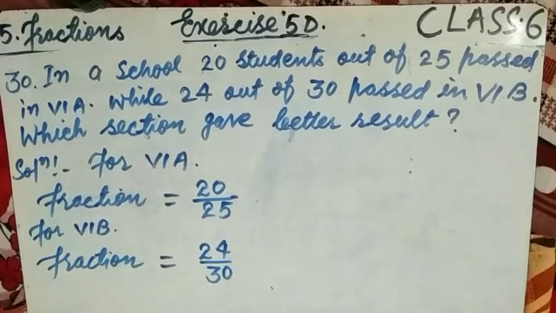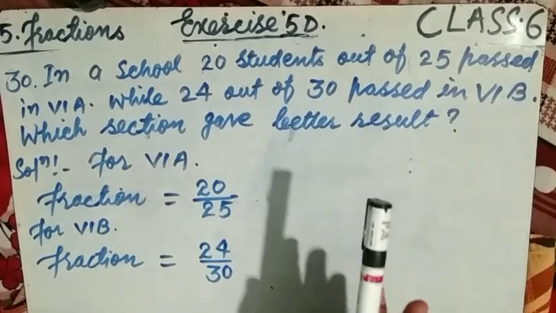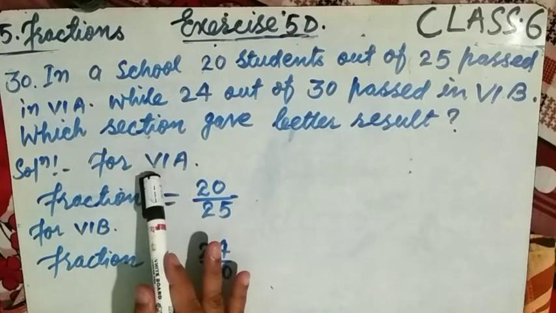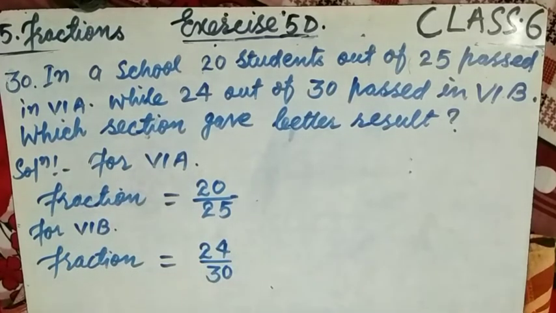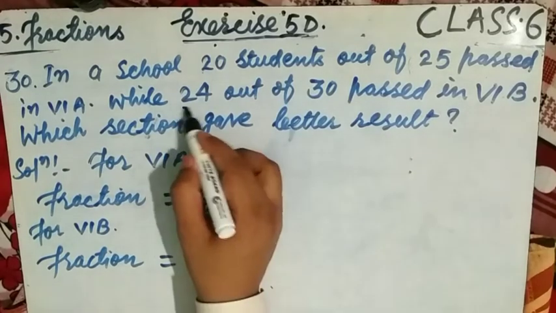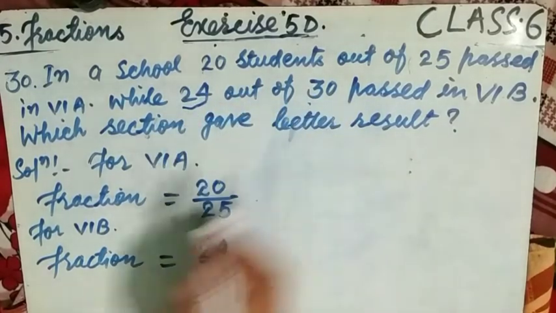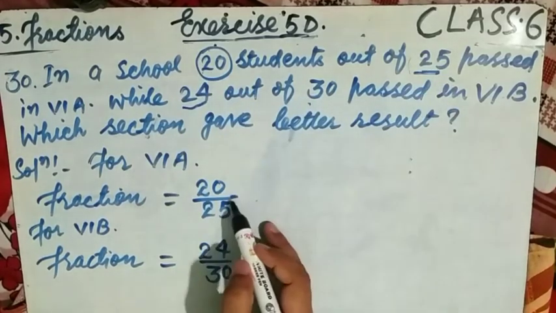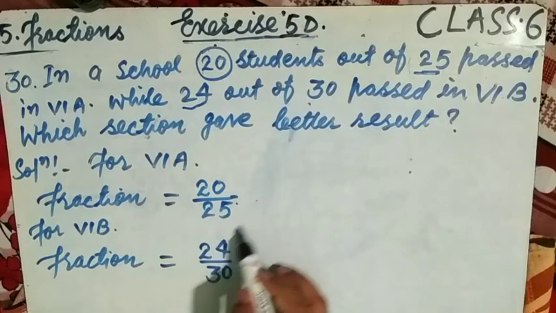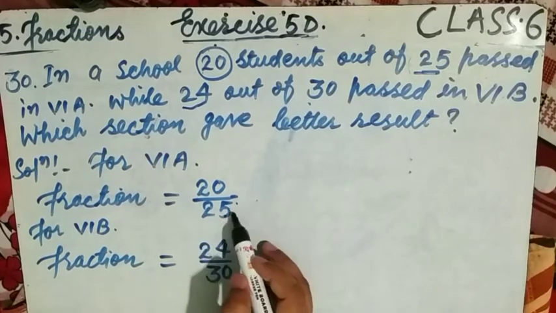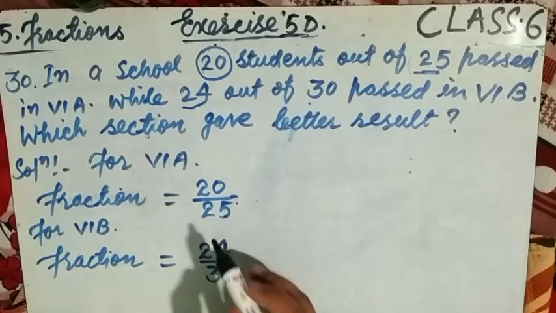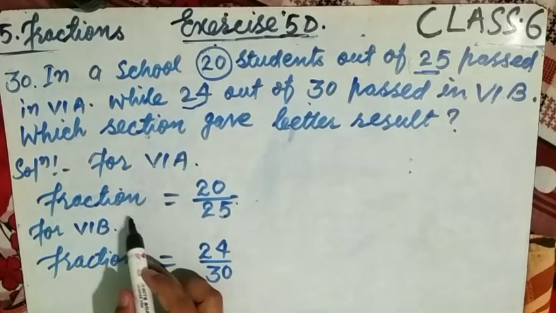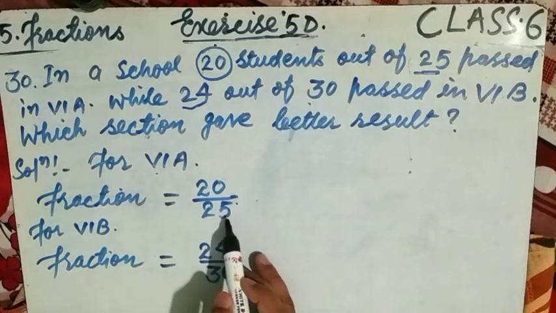Now in order to find the better result among them, first of all write the fraction for class A. Write the passing students out of the total in fraction form. So the fraction is 20 divided by 25, because this is talking about out of 25. This 25 is the denominator and this 20 is the numerator. Now the fraction for 6A becomes 20 by 25.